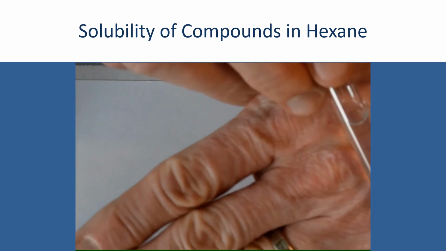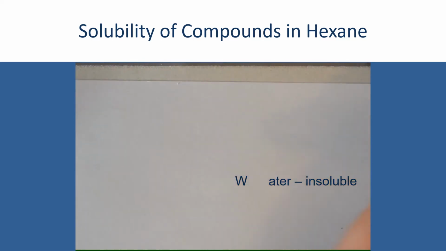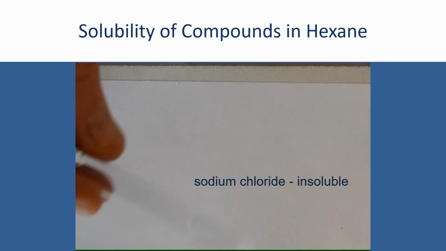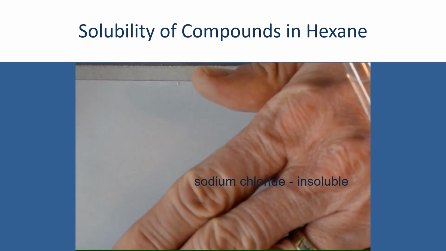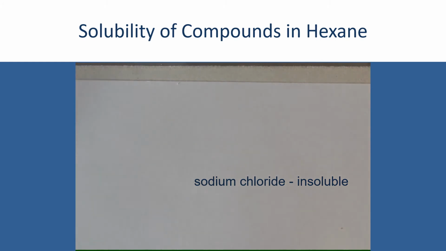Water, you can see the two layers, water and hexane, are insoluble in each other. And finally, the sodium chloride, you can see there that the sodium chloride is insoluble in the hexane non-polar solvent.